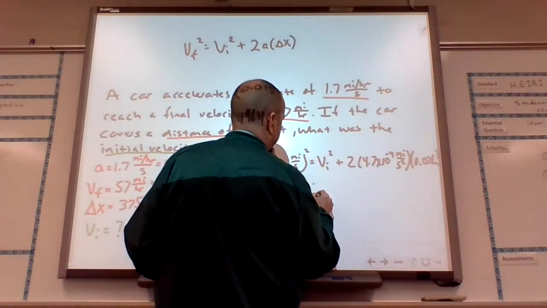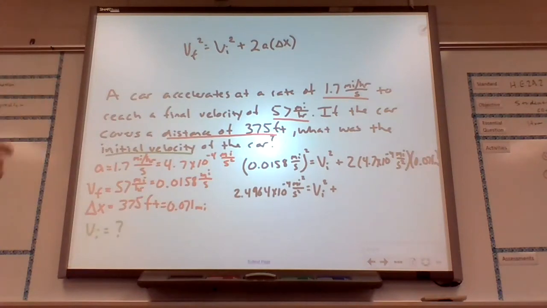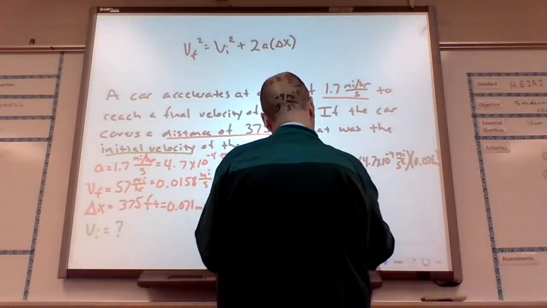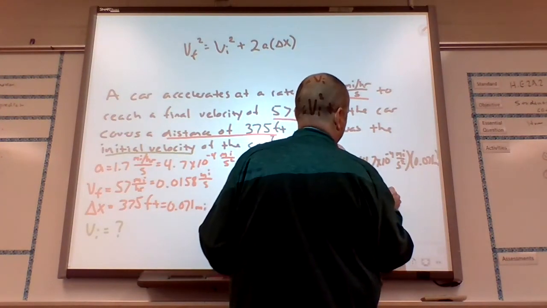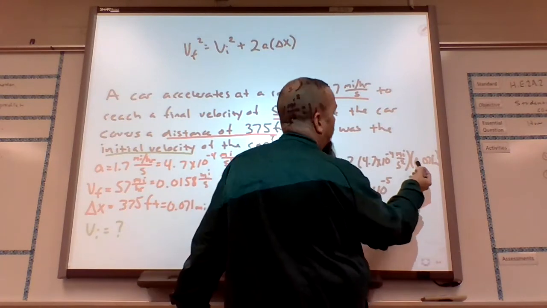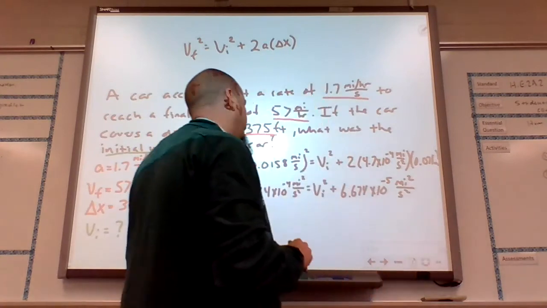That's equal to VI squared plus, or on this side, it would be 2 times 4.7 times 10 to the negative 4. Make sure you know how to use your exponential notation functions on your calculator. Times 0.071. That's 6.674 times 10 to the negative 5. It's miles times miles, so that's miles squared over seconds squared.